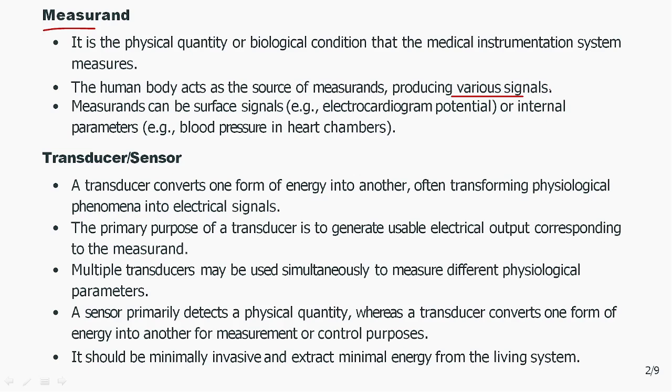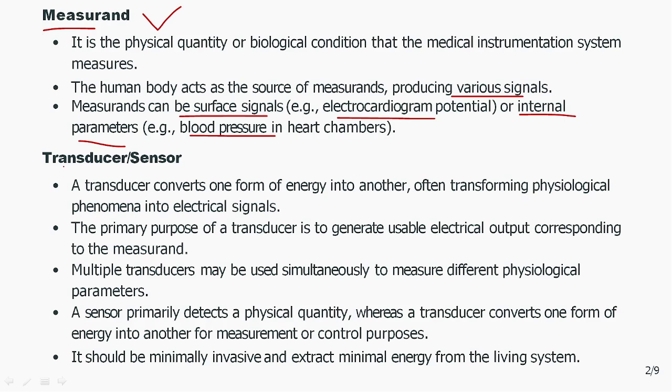So it can be your blood pressure, it can be electrocardiogram, that is your potential or action potential. These are some measurements that can be the surface signals, and in some cases like blood pressure, they are some internal parameters. We can also measure the partial pressure of oxygen, partial pressure of carbon dioxide in the blood. So these are different things we need to measure and they are known as measurands.